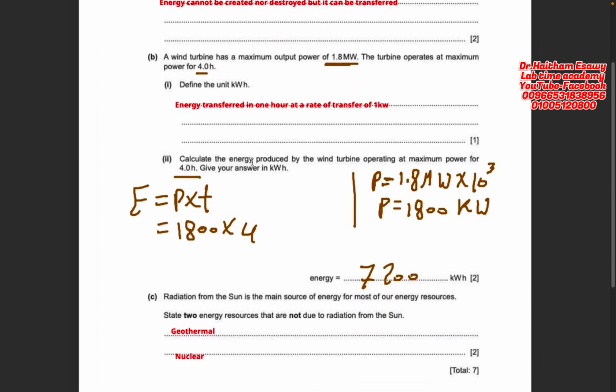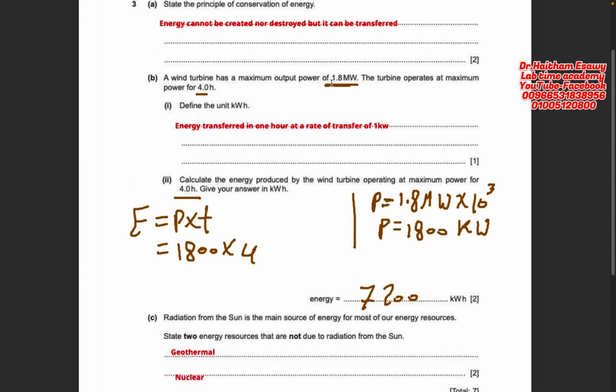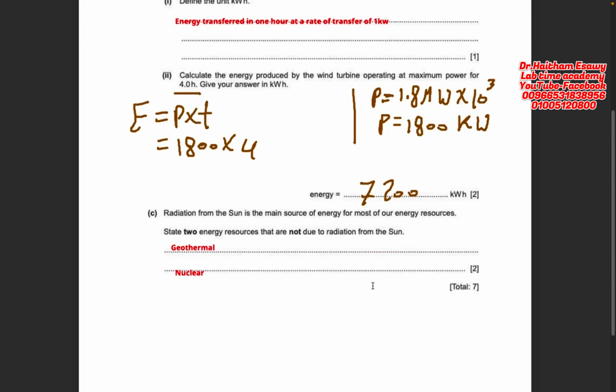B(i). Calculate the energy produced by the wind turbine operating at maximum power for 4 hours. Give your answer in kilowatt hour. Actually, here we have to convert the unit. Here the power is 1.8 megawatt, so we have to convert it from megawatt into kilowatt because he asked for the energy in kilowatt hour. So 1.8 times 10 to the power of 3 gives 1,800. And the energy equals power times time: 1800 times 4 hours gives 7200 kilowatt hour. C.